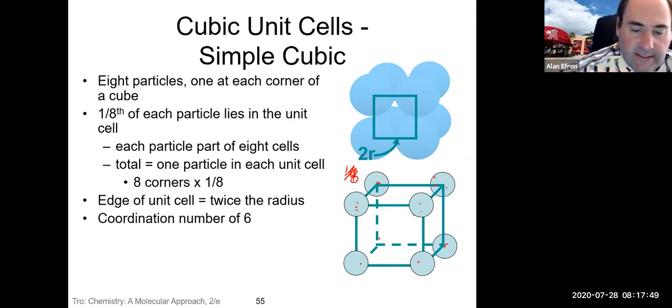The coordination number is 6. So again, it basically connects in 6 locations. And the edge length is 2 times the radius here. Again, that number will be important in a little bit when we talk about doing some calculations.